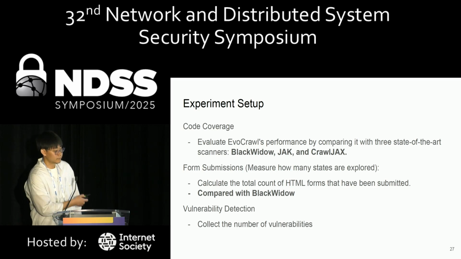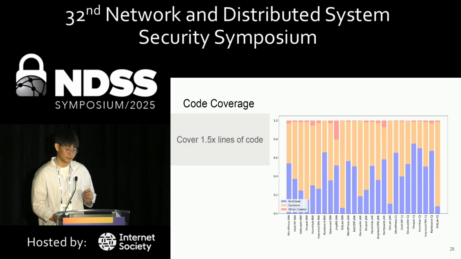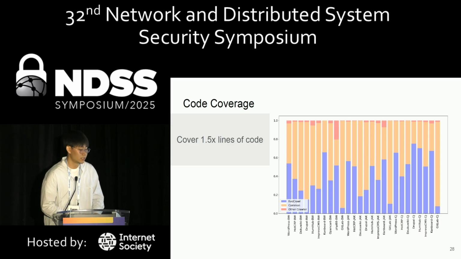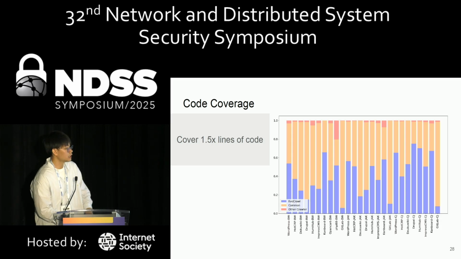Here are our results for code coverage. The blue bar typically shows the unique lines covered by EvoCrawl on 10 different applications. The red bar shows the unique lines covered by the other baseline on the 10 applications. The orange bar shows the common lines covered by both crawlers. We can see that on average, EvoCrawl covers 1.5 times the lines of code compared with the other baselines.